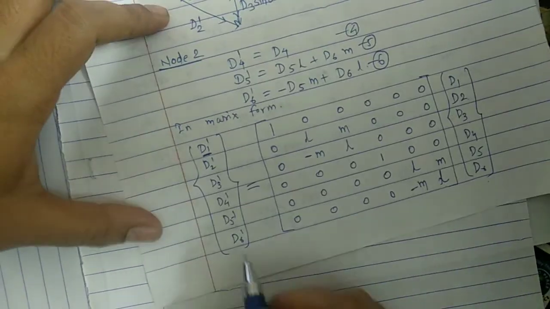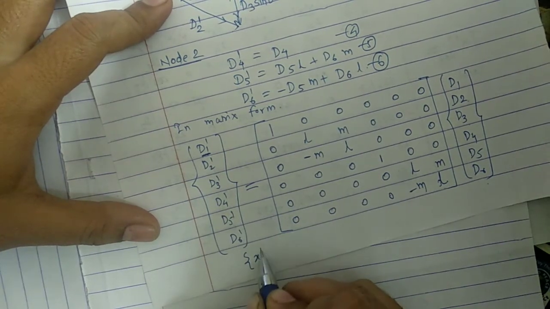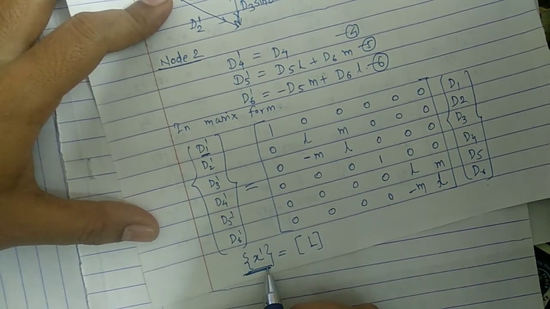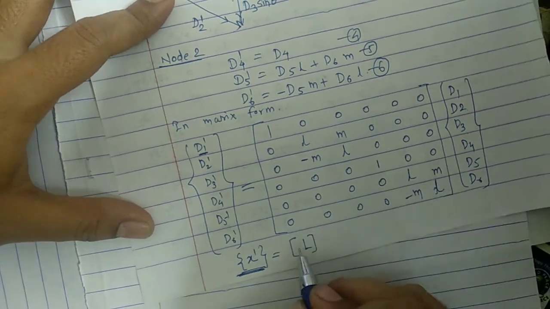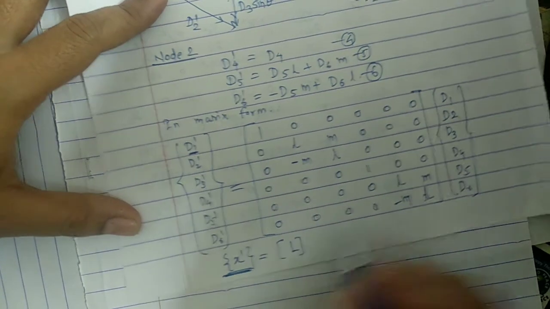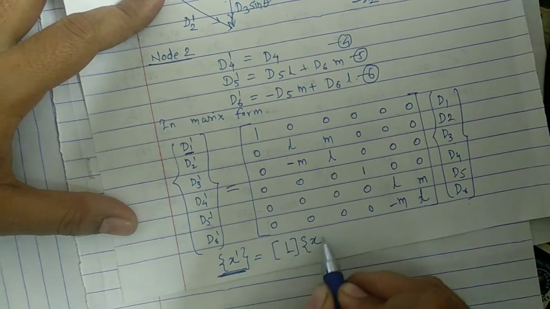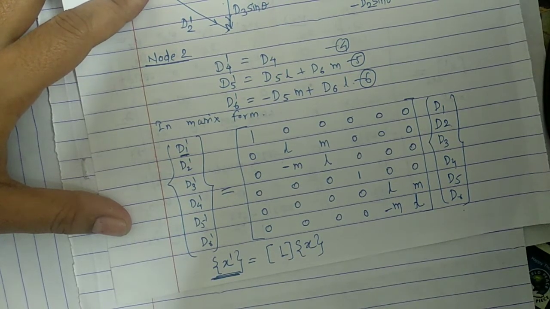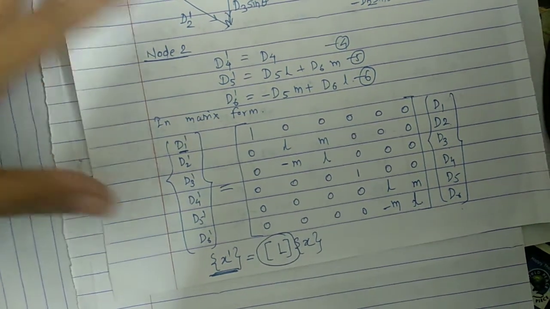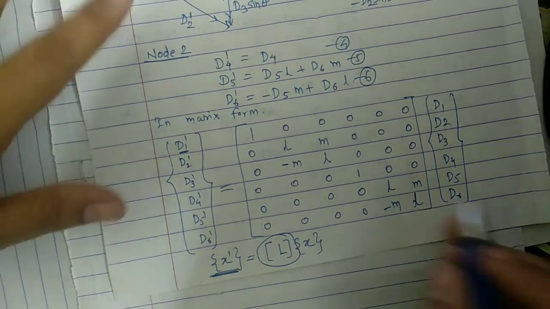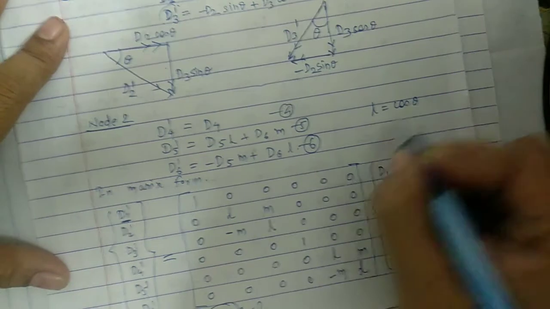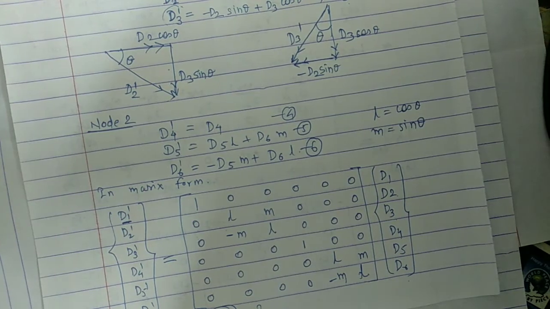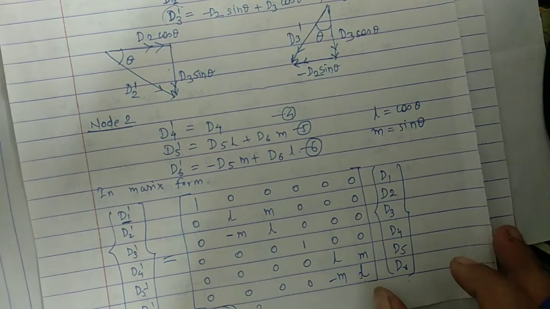Okay, so again in the simplest form we can write this as x dash is equal to, that is the displacement vector in the local direction, into this 6 by 6 matrix, which is called the transformation matrix, into this matrix of displacement in the global direction. Okay, so here we have obtained this transformation matrix where L is equal to cos theta and M is equal to sin theta.